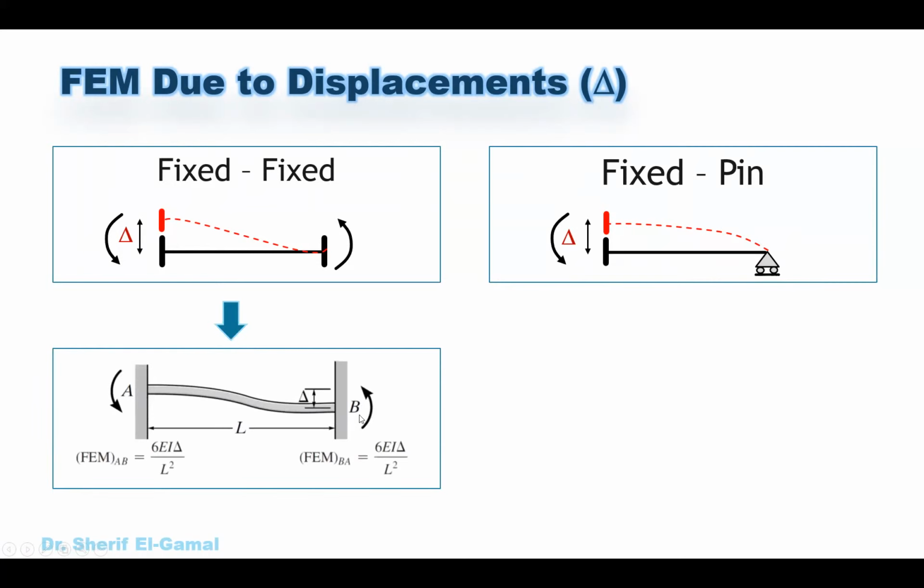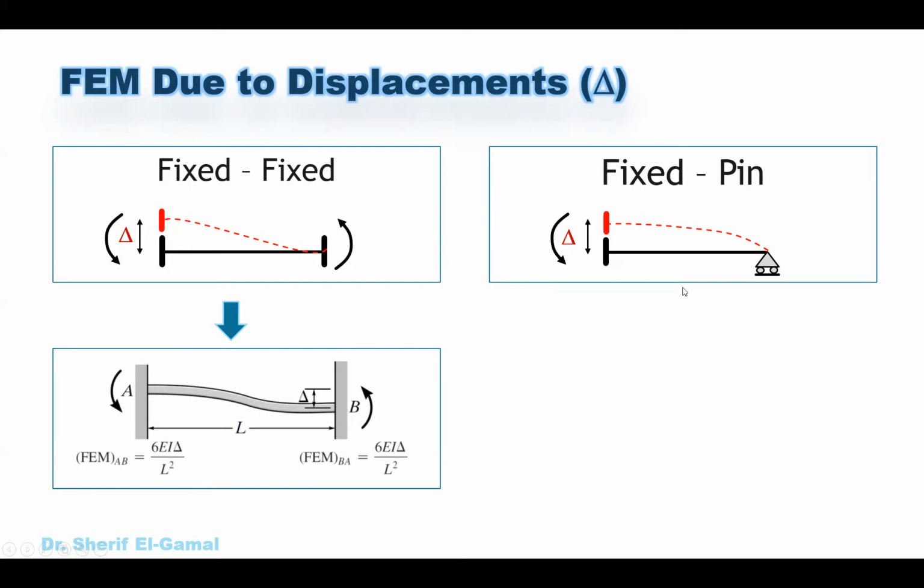This is showing the case of fixed ends. When we apply displacement, this will result in moment. This moment equals 6EIΔ over L² on both sides. Delta is the displacement, E is the modulus of elasticity, I is the inertia, and L is the span. So for fixed supports, you have two moments, 6EIΔ over L².